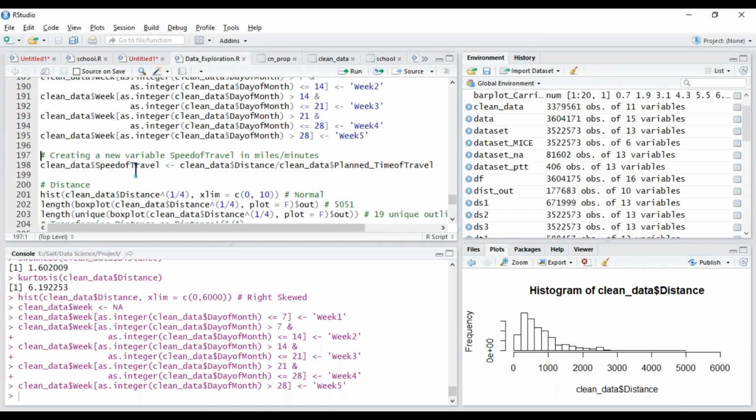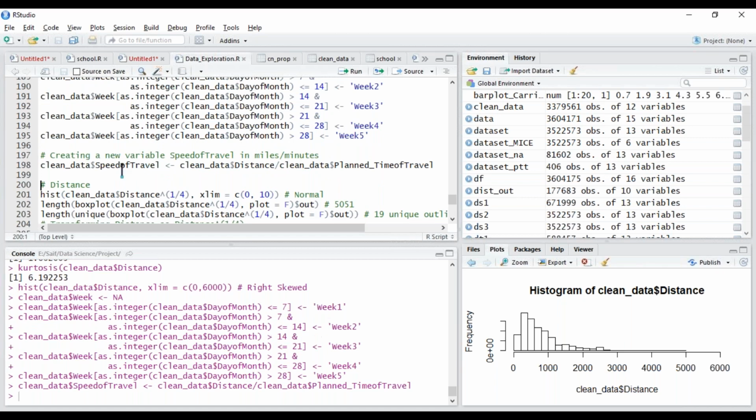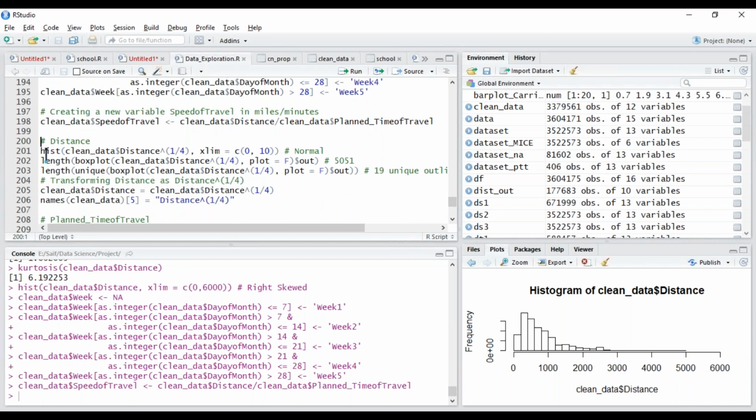And again, I have created another variable which is speed of travel, that is your distance divided by planned time of travel, which is going to give me speed of travel in miles per minute, because planned time of travel is in minutes. I'm working on the distance variable. Now your distance was not normal.